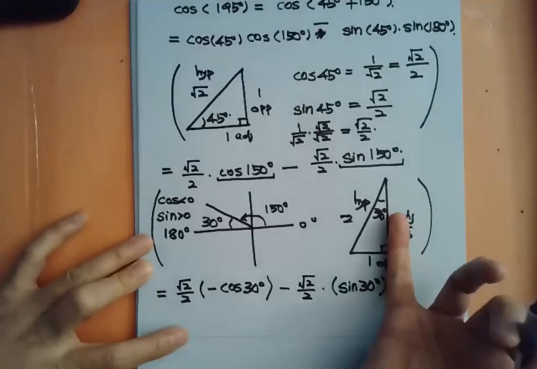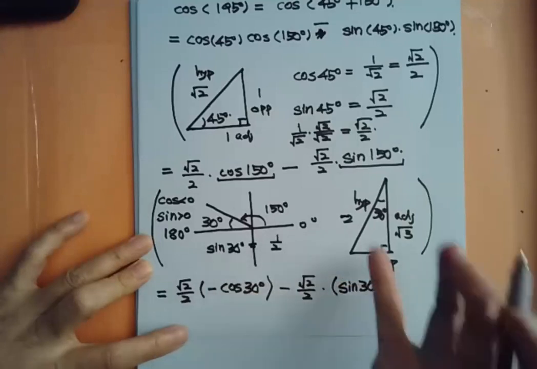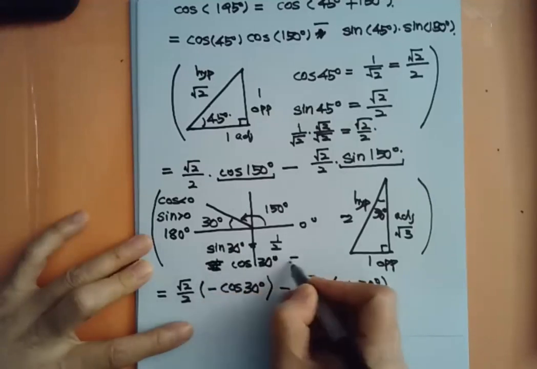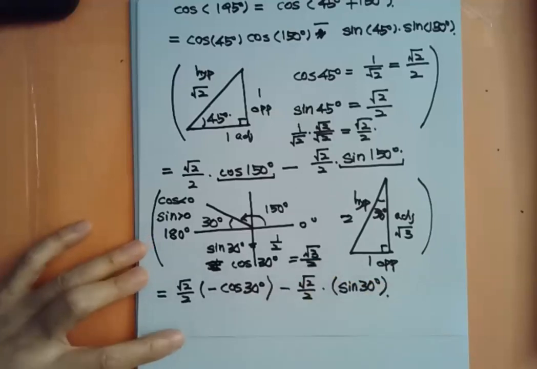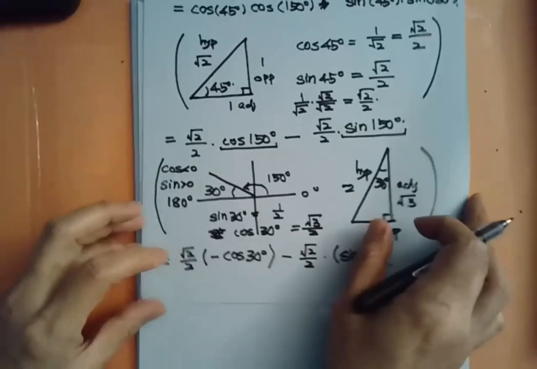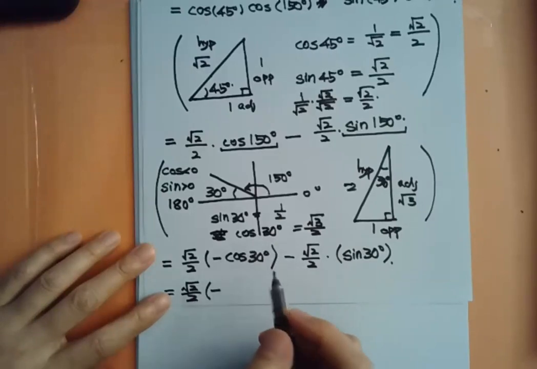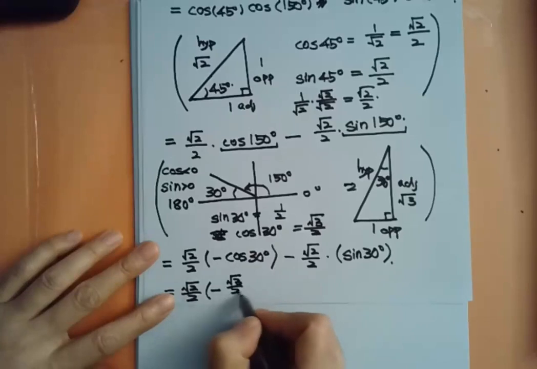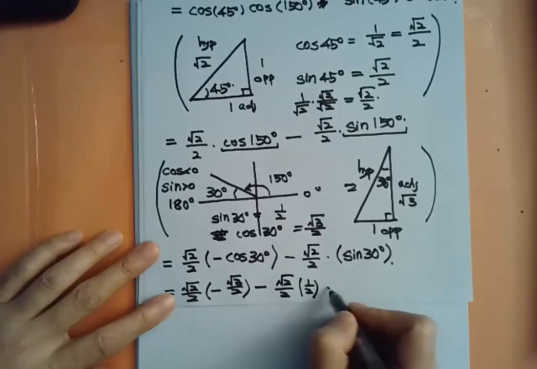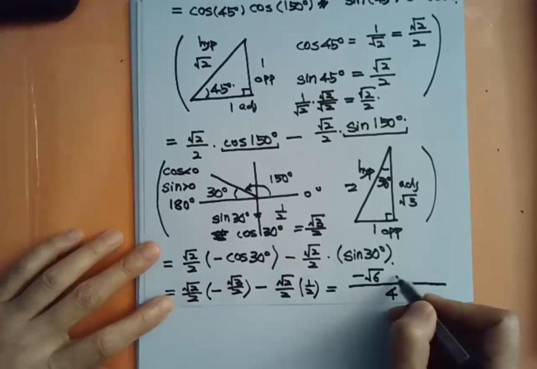And from here, we know that sine of 30 degrees is 1 over 2, opposite over hypotenuse, and cosine of 30 degrees is square root of 3 over 2. So we can evaluate one by one, and then that is square root of 2 over 2 times cosine value square root of 3 over 2, minus square root of 2 over 2 times sine, which is 1 over 2. So this is 4 in the denominator, square root of 6 minus square root of 2.